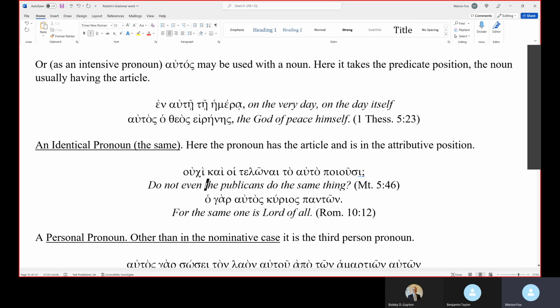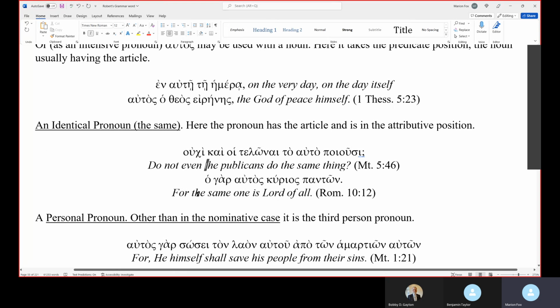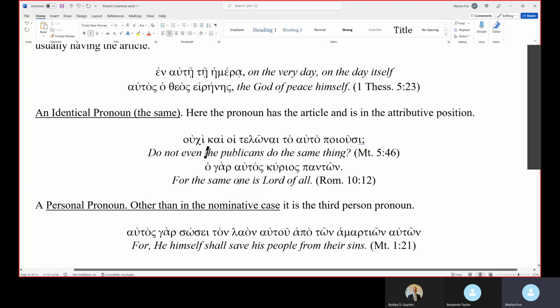Okay. Ho gar autos kurios panton, for the same Lord of all. Panton has an acute on it, doesn't it? It has an acute in the Byzantine text. Panton has an acute.